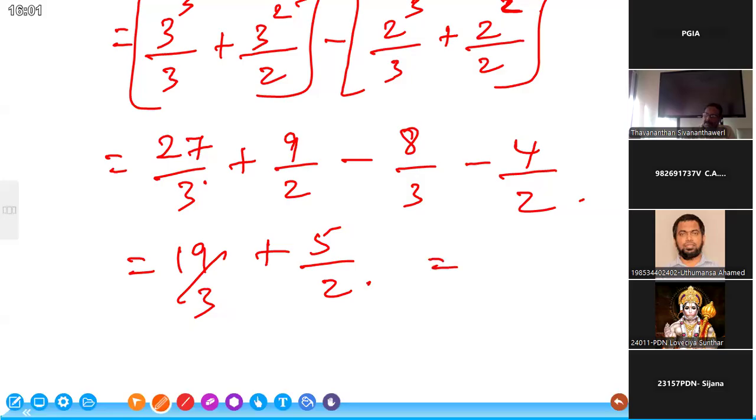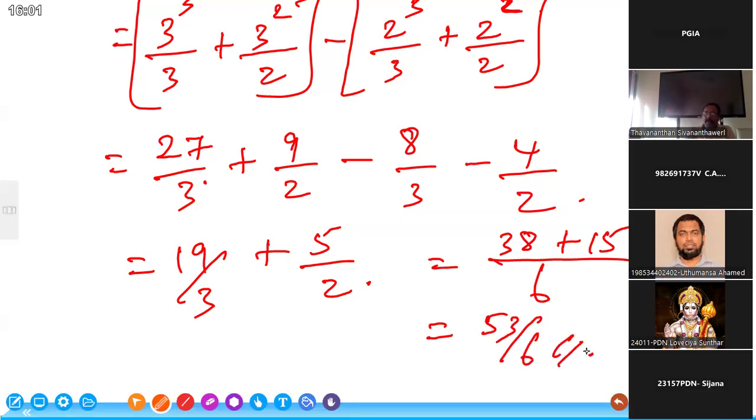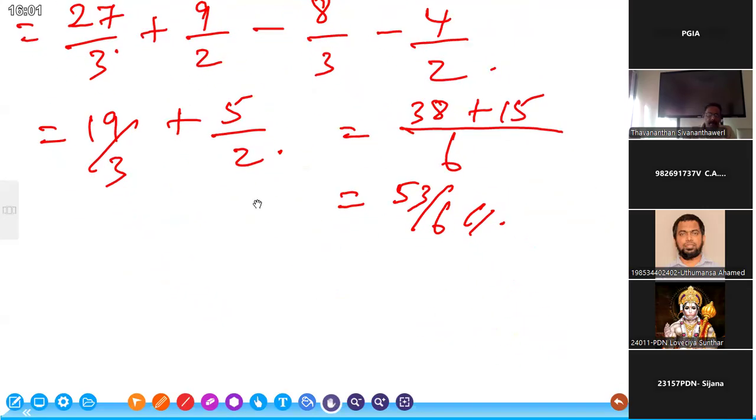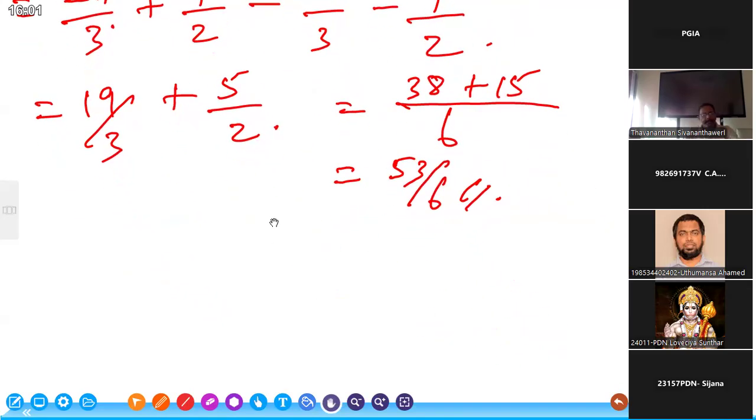What is the answer? This is 6 by... 38 plus 15, that is equal to 53 by 6. Do you all get the same answer? Yes, sir. Right. Any questions on those two aspects, definite and indefinite integrations?